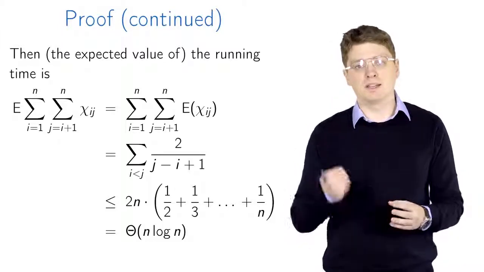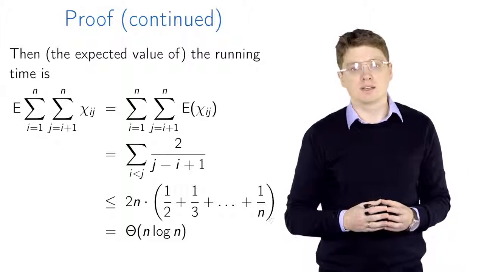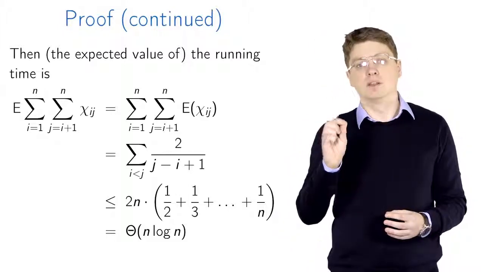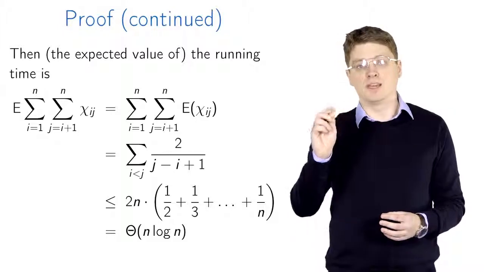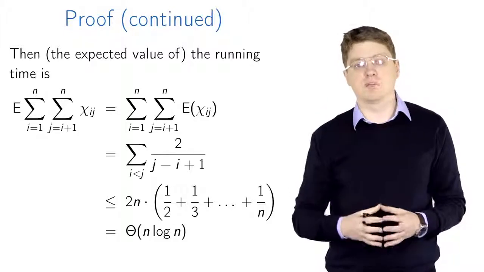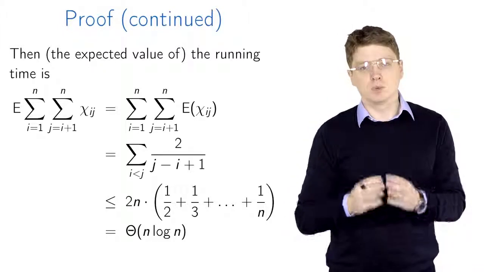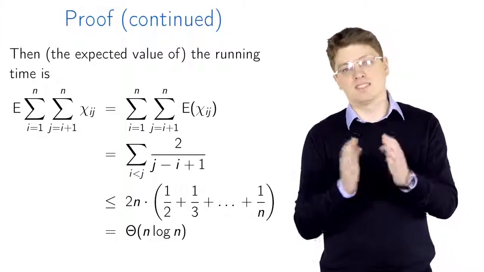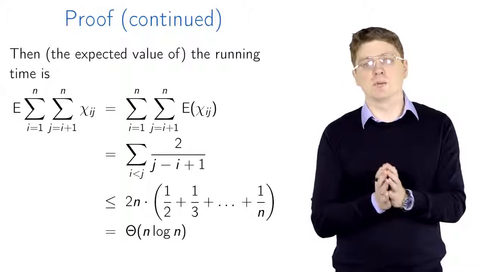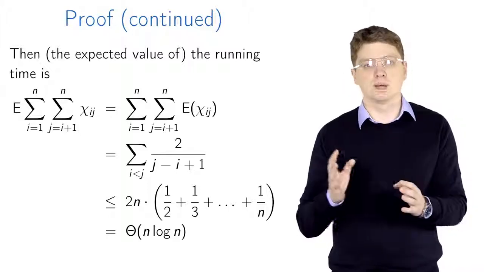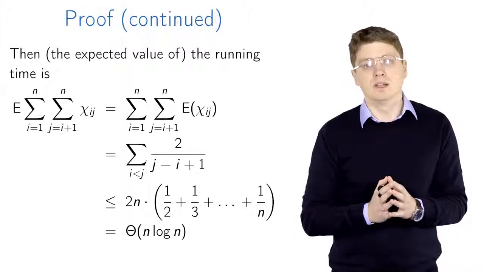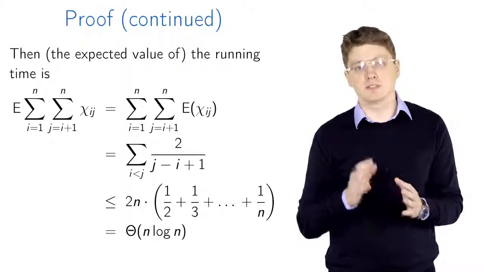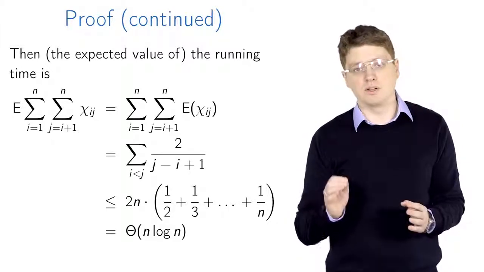Well, we can take this constant 2 out and consider a fixed i. For this i, j ranges from i plus 1 to n. So what we have for this specified i in this sum is a subset of the following sum, 1 over 2 plus 1 over 3 plus 1 over 4, and so on. And this is actually a known sum. This is called the harmonic series, and it is known that it grows logarithmically.